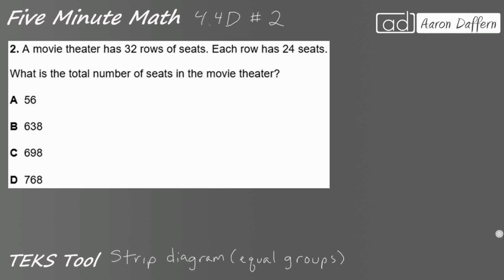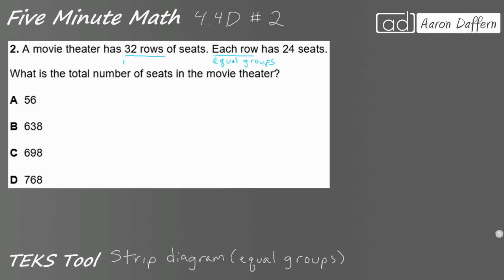We're looking for a few things. We're looking for the number of groups, the number in each group, equal groups, and the total. We're going to get something that tells us we're dealing with equal groups, and it's going to be right here. Each row has 24 seats. Sometimes they'll tell you that each row has the same number of seats. You typically see that more when you're dealing with a division problem, but they'll just say each row has. If each row's got the same, that means we're dealing with equal groups, which means we're looking at either multiplication or division.